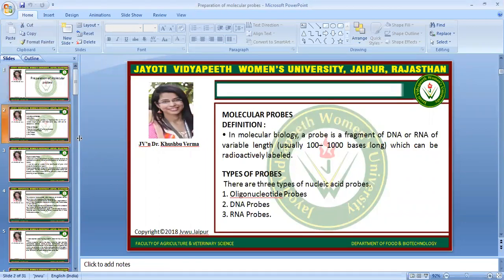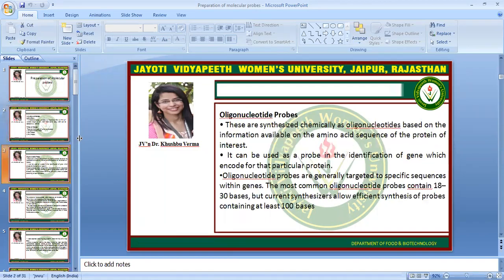So basically, what are molecular probes? The definition of molecular probes is that in molecular biology, a probe is a fragment of DNA or RNA of variable length, usually 100 to 1000 base pairs long, which can be radioactively labeled. If we talk about the types of probes, there are three types of nucleic acid probes. First is oligonucleotide probes, second DNA probes, third RNA probes.